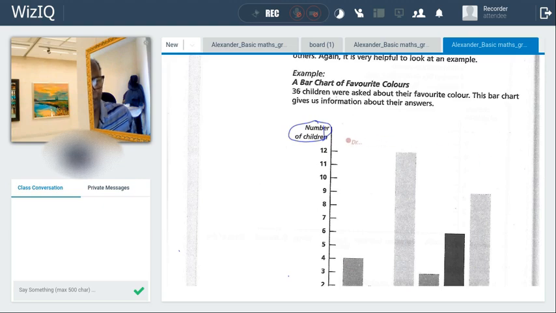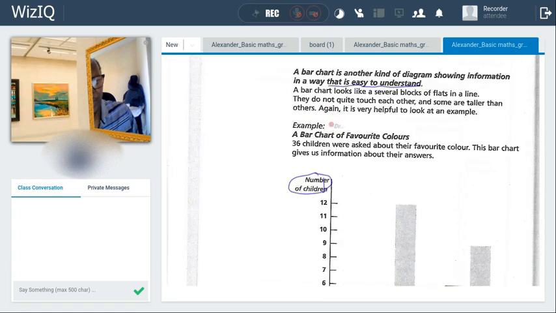So it says a bar chart is another kind of diagram showing information in a way that is easy to understand. Again, don't take its words here. It does not mean this is the best. Well, the best is what you understand.